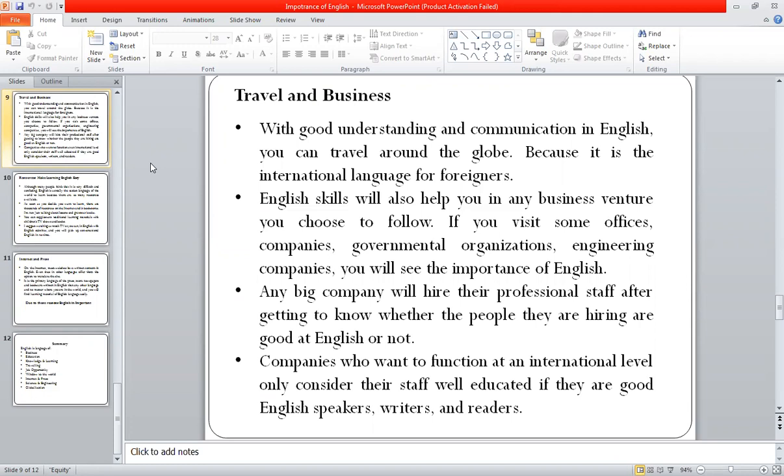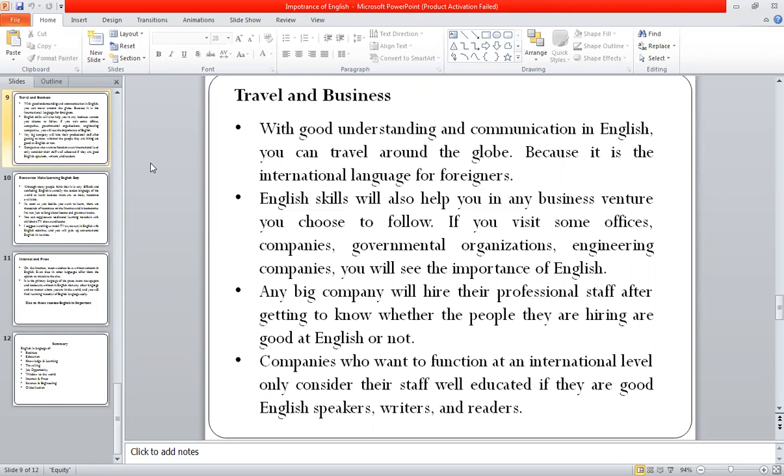These are some of the skills that can help you if you want to start your business, or if you want to grow your business at an international level. So what makes this possible? This becomes possible if you are aware of this language, if you can speak this language with your international customers also.